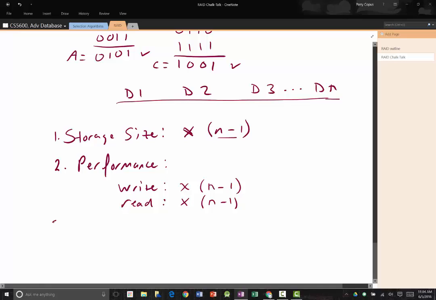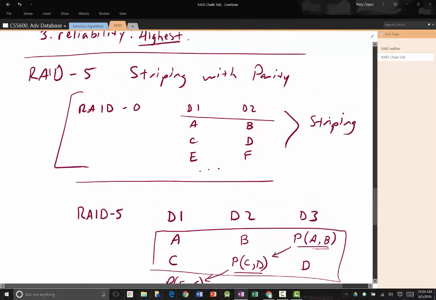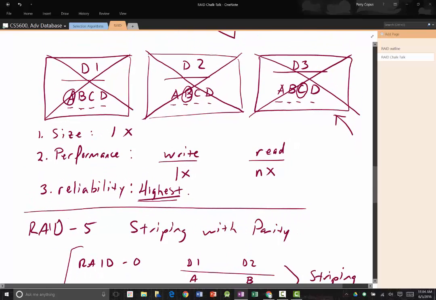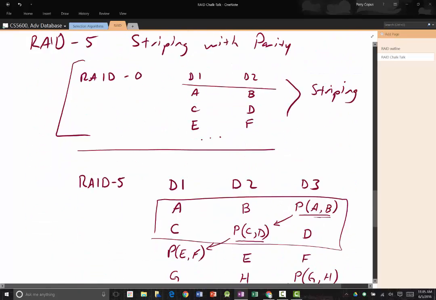Now the third thing, of course, is reliability. Reliability of RAID 5, let's say that it is high. Now remember, what did we say for RAID 1? We said RAID 1 highest. You know why? Because we've got completely redundant information. If I have n number of drives, I can have n-1 of them fail. As long as I still have one drive that's running, I've got all the data.